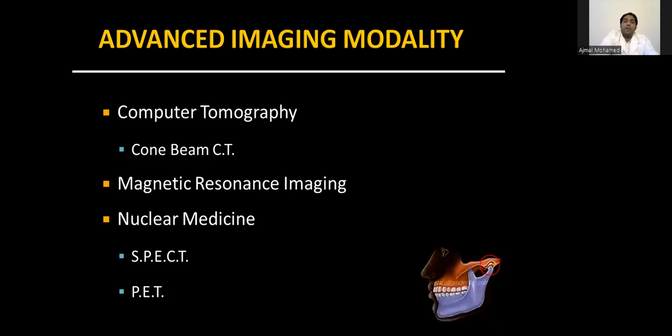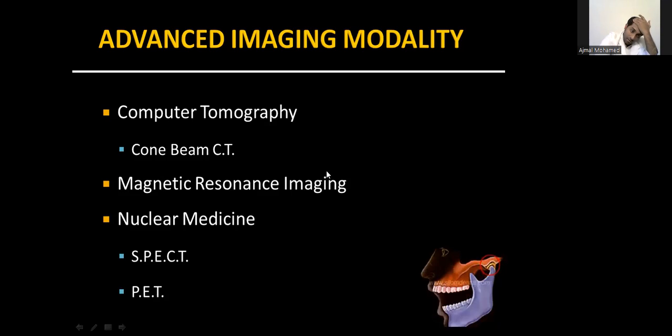Then you have advanced imaging modalities, like computed tomography, where advanced techniques like cone beam CT imaging are there. Then you have magnetic resonance imaging and nuclear medicine. For nuclear medicine, we have SPECT. The full form of SPECT is single photon emission computed tomography. Then you have PET. PET is called positron emission tomography.